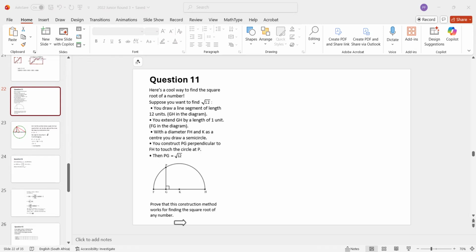Then the question is, prove that the construction method works. In other words, what we have just done, right, it gives you the square root of 12, but for finding the square root of any number, in other words, I don't have to take GH to be 12, I can let GH be any number whatsoever. All right, so let's redraw this.